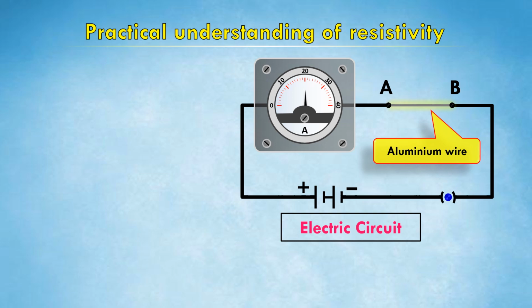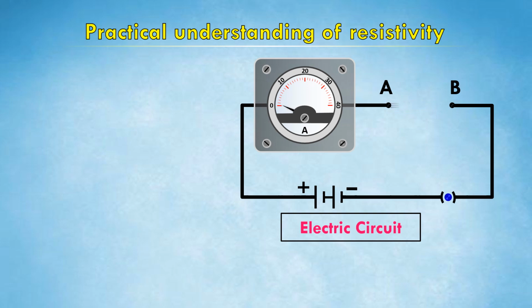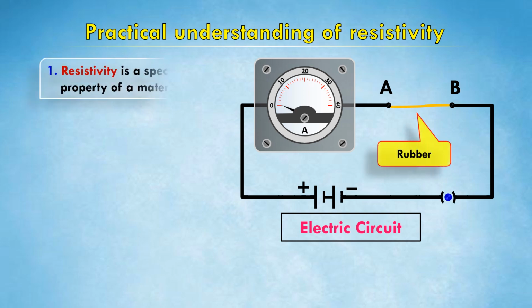Now an aluminum wire is put and see the current strength decreases. The reading of the ammeter is less than the previous one. In copper, the ammeter reading is more, and for aluminum, the ammeter reading is less. Now I put a glass rod and see no current flows, ammeter reading is 0. Rubber in place of glass rod, so no current flows.